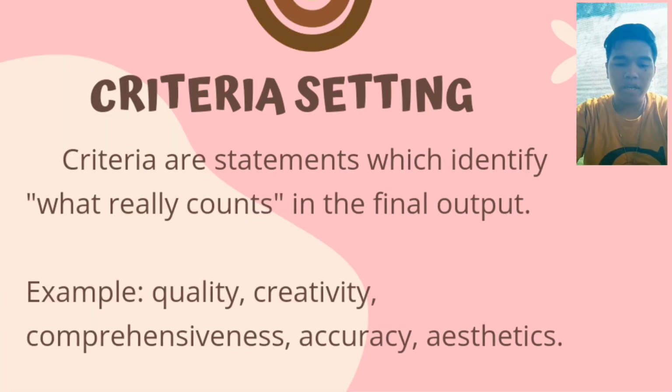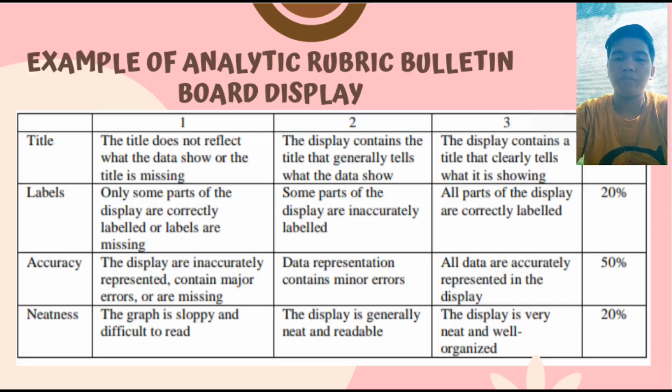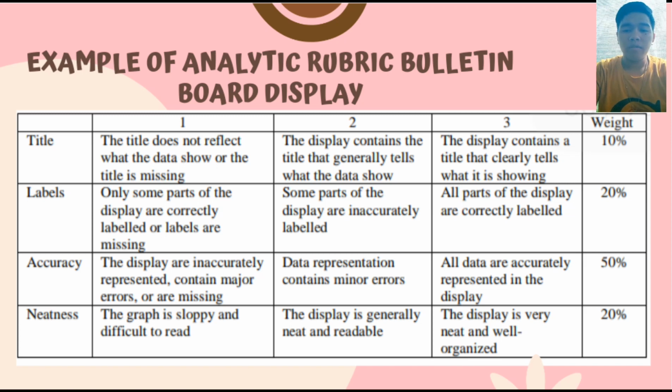What really counts in the final output? Examples are the quality, creativity, comprehensiveness, accuracy, and aesthetics of the output. So this is an example of an analytic rubric for a bulletin board display. First is the title, which is 10%, then the labels is 20%, then accuracy 50%, then the neatness is 20%, and the total is 100%.